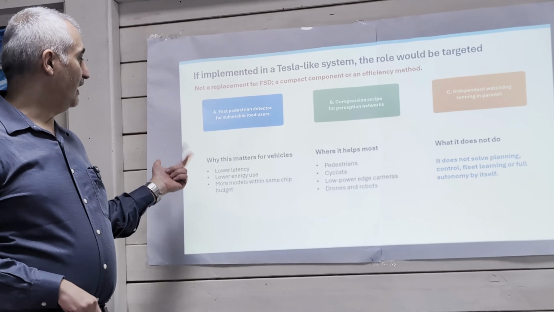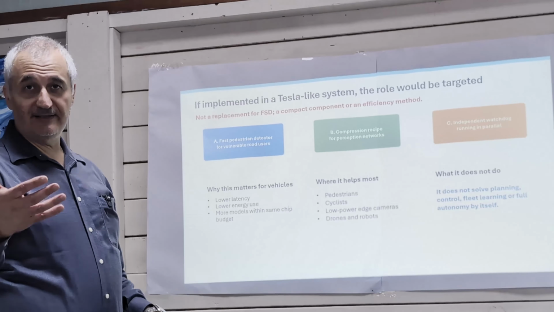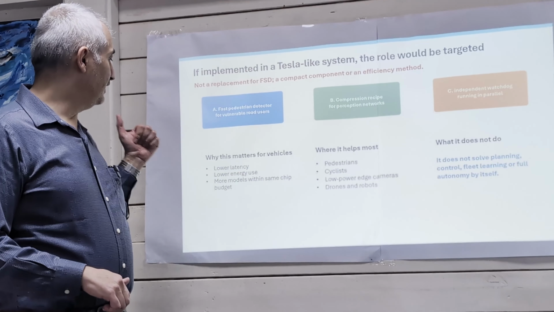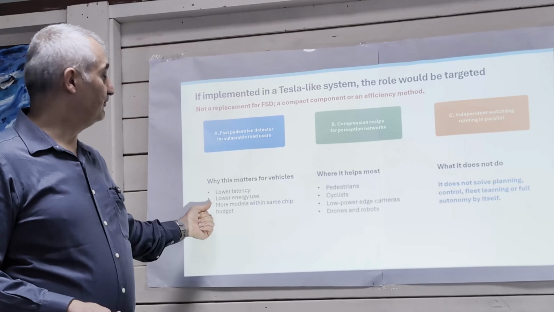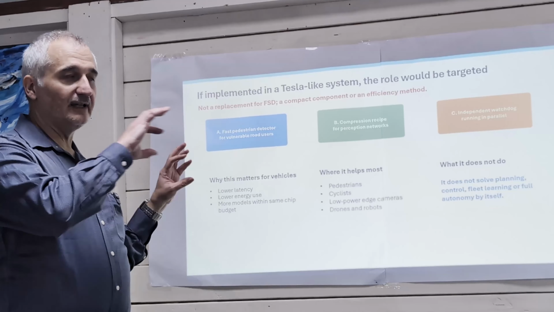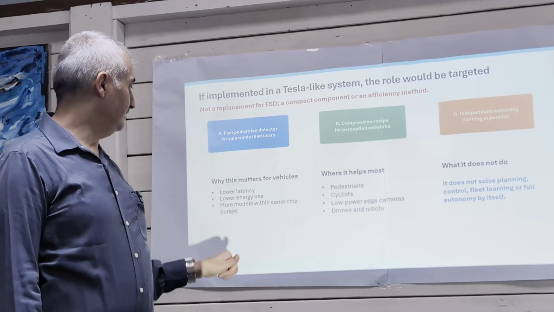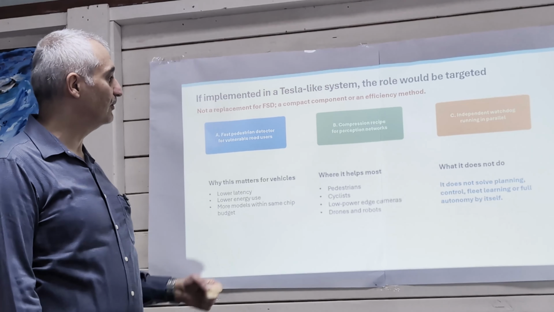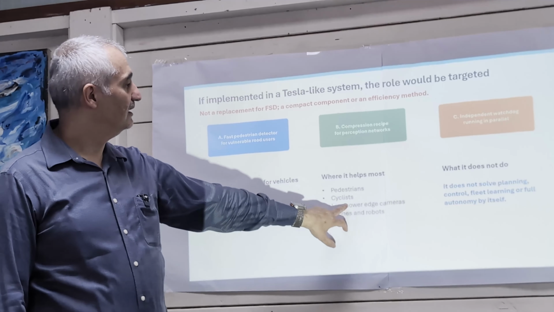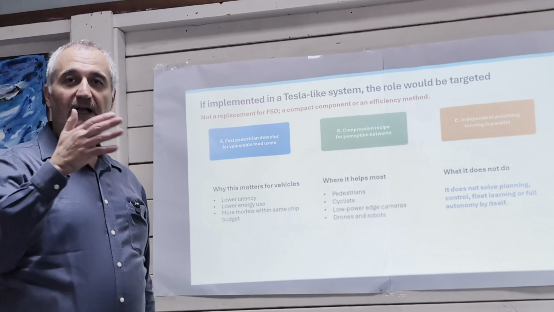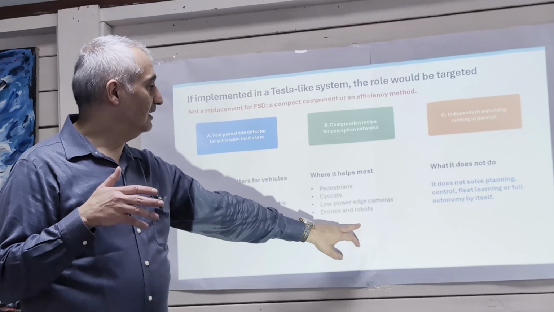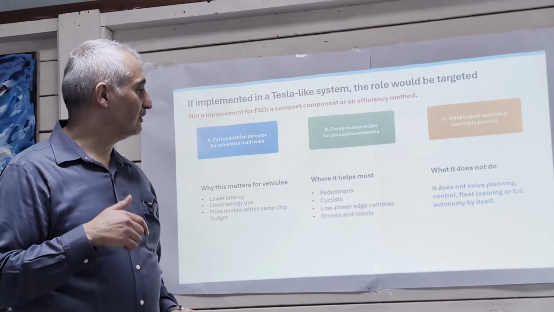So why does it matter for vehicles? We want lower latency to keep that time budget. Lower energy use, since we don't want to overheat things. And if we want to do more, we can do more with the same chip budget. So if we're fine keeping the same consumption and energy budget, we can do more with it. It will help most with pedestrian and cyclist detection, because those are the main hazards on the road. It will reduce the power consumption of the systems.